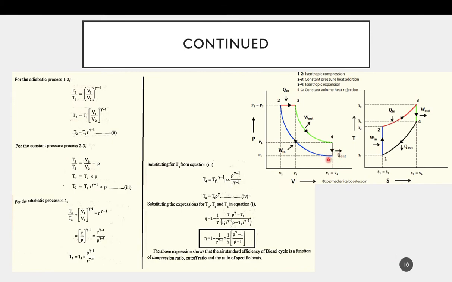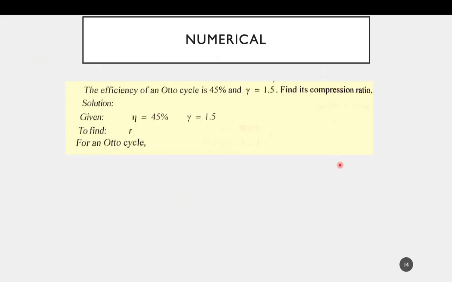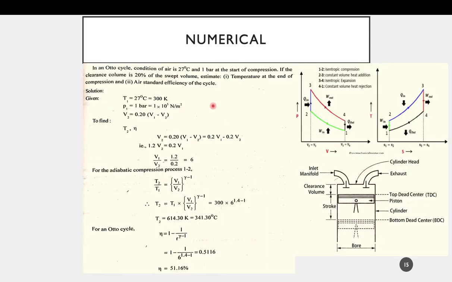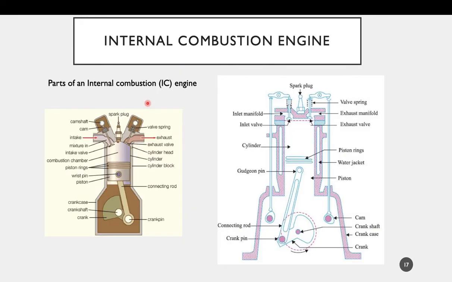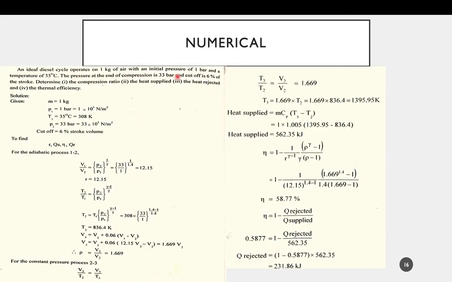State point 1 has the initial pressure and temperature given. The initial pressure P1 is 1 bar, so P1 is equal to 1 into 10 raised to 5 Newton per meter square. Initial temperature T1 is 35 degrees Celsius plus 273, that is 308 Kelvin.